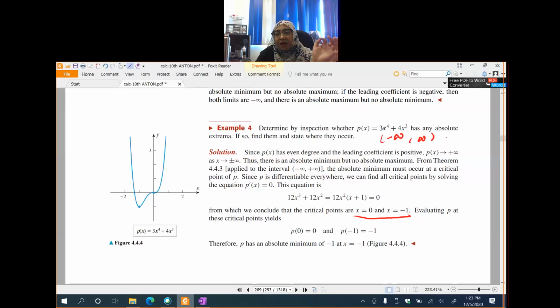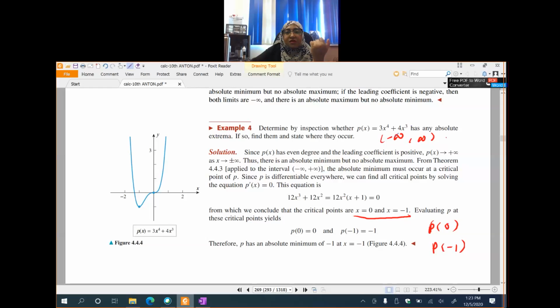There are no endpoints that you have to consider. It's from negative infinity up to infinity. So the only points you should check are, in this case, p of 0 and p of negative 1. So p of 0 is 0 and p of negative 1 is equal to negative 1.